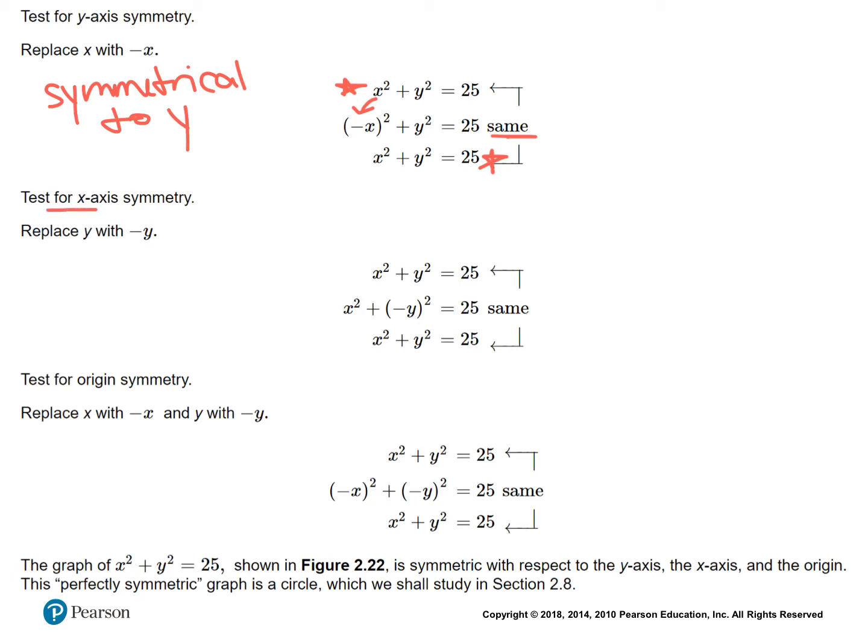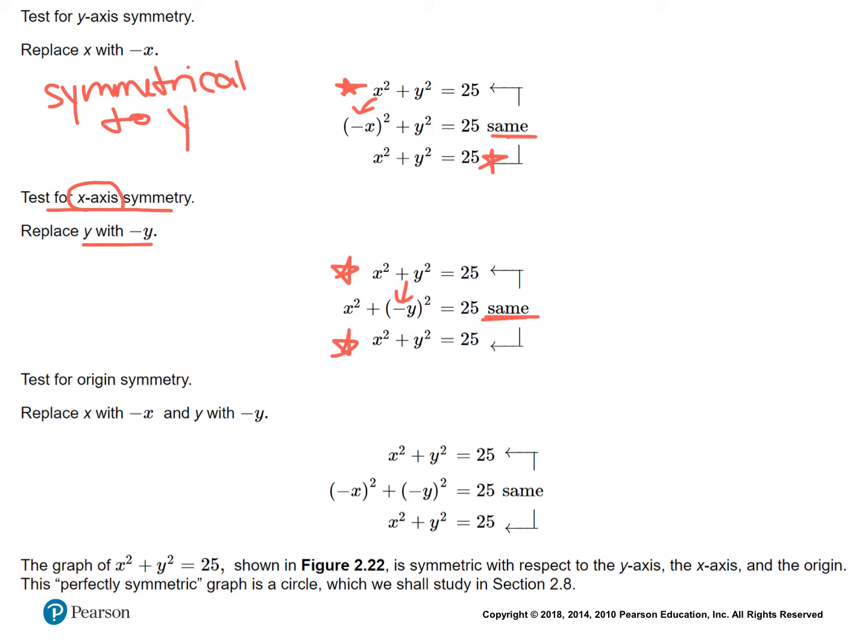And then a test for the x-axis. We're going to replace y with negative y. So if I do that, I still end up back with a y squared. So it does match the original. They are the same. So it is symmetrical to the x-axis as well.